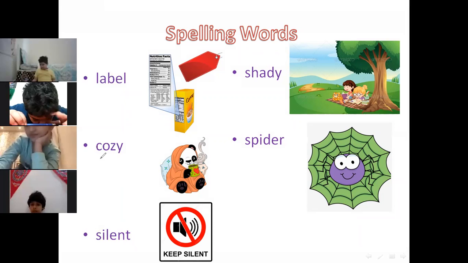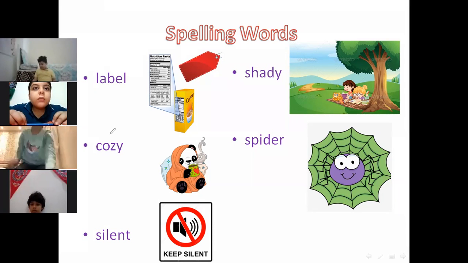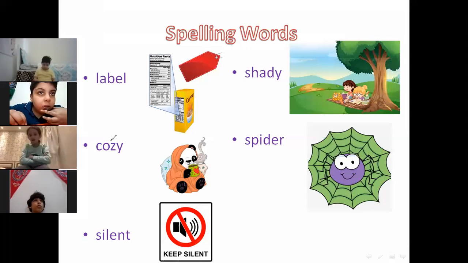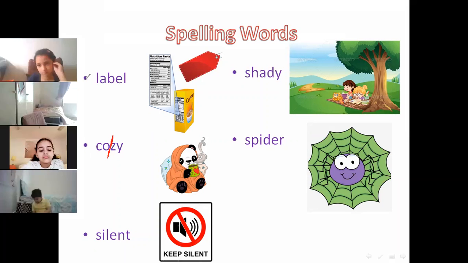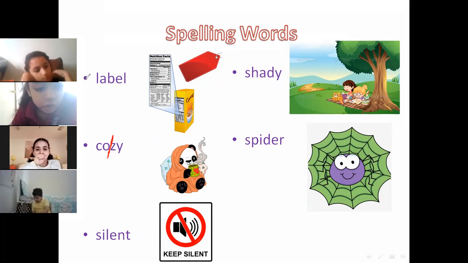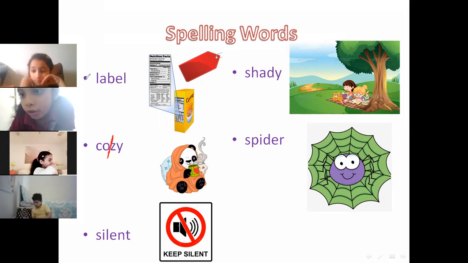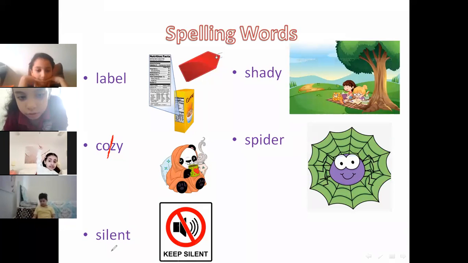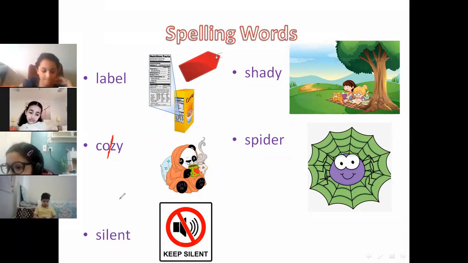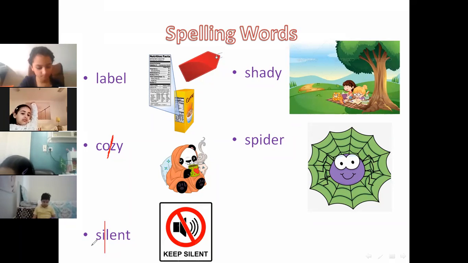Cozy. Cozy, amazing. How should we divide it? We put a line between the O and Z, and it is open. Amazing, wonderful. And the first syllable is an open syllable, wonderful, cozy. Let's see who didn't answer. Lujain, read the word. Silent. Silent, excellent. How should we divide the word? Okay, silent. Ti-lent. Okay, the first syllable, is it open syllable or a closed syllable?